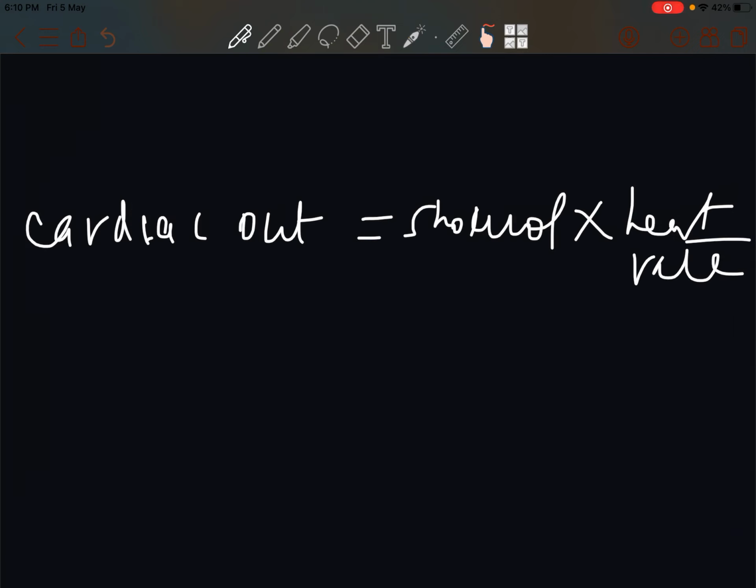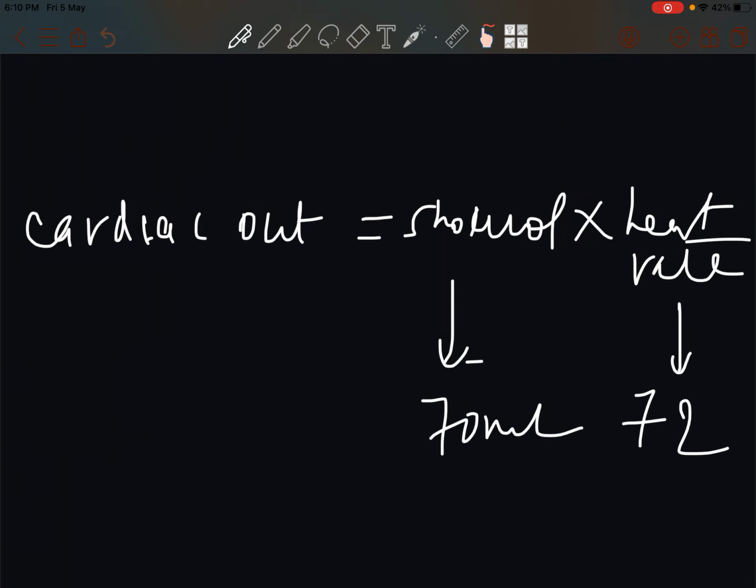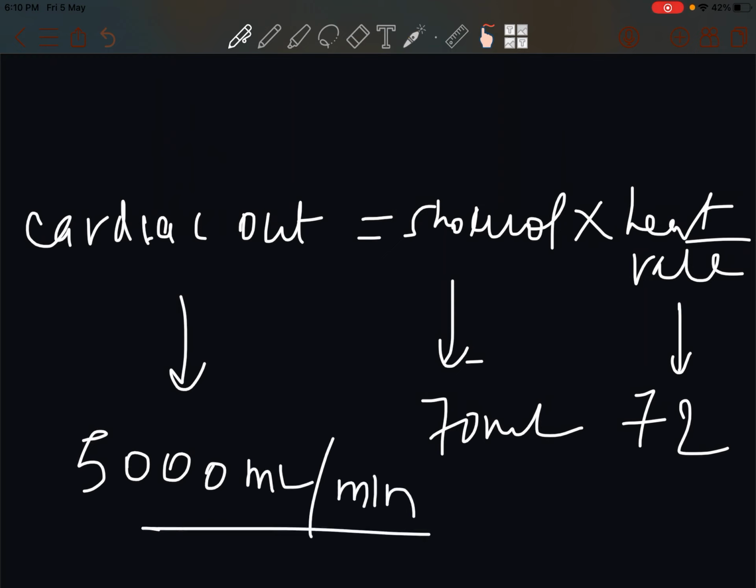Now if you want to know the average values, stroke volume is about 70 ml in one beat. Each ventricle pumps about 70 ml of blood, and this is at about 72 beats per minute. So this comes out approximately as 5000 ml per minute, or 5 liters of blood.